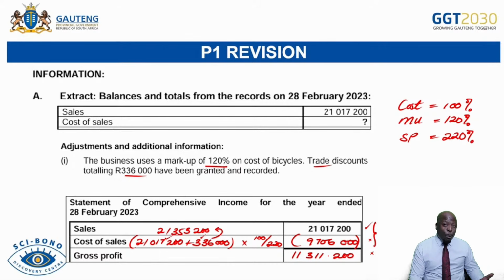So this is one of the options that normally we have seen in most exam papers. So I have done this one. This one includes your trade discount. Let's see if I can explore another option that we might have. Let's go to the next one.